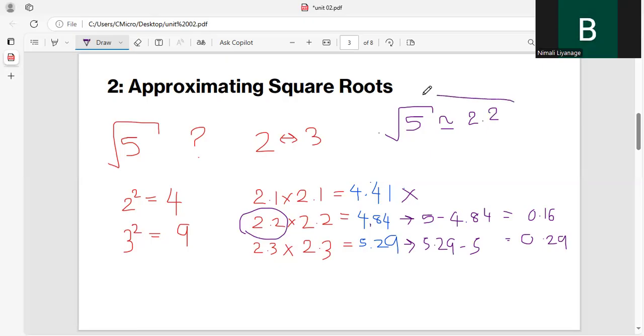I'm repeating again. It is called first approximation, or approximation to the first decimal place. Okay.